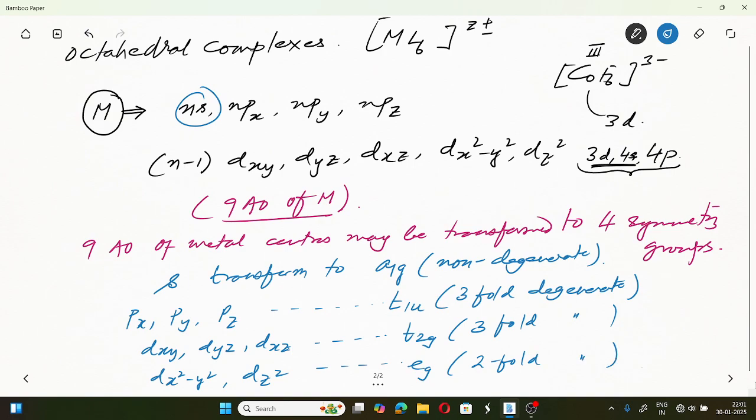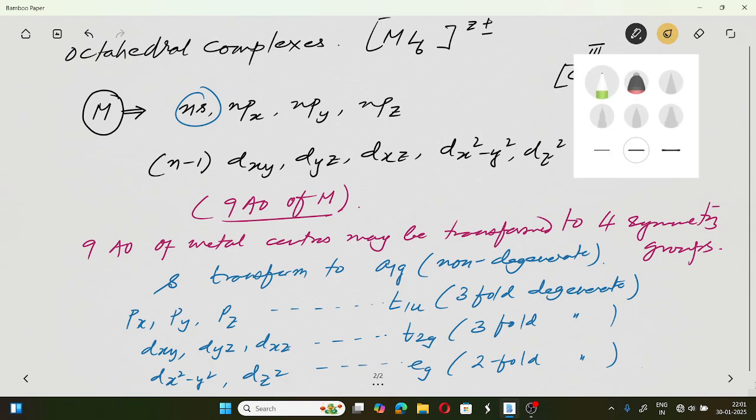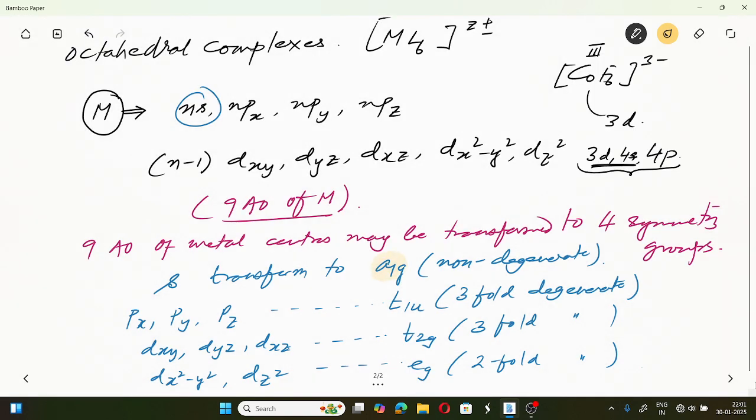That means these 9 orbitals, instead of naming these orbitals individually, we shall now consider A1G, what do we say? A1G, T1U, T2G, and EG. So the 9 atomic orbitals of the metal centers are transformed to 4 symmetry groups. Okay? Now what next?